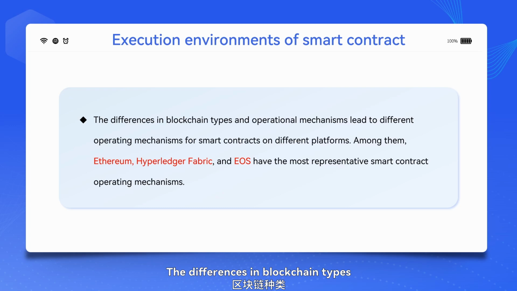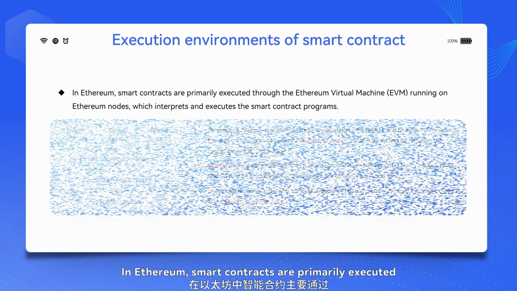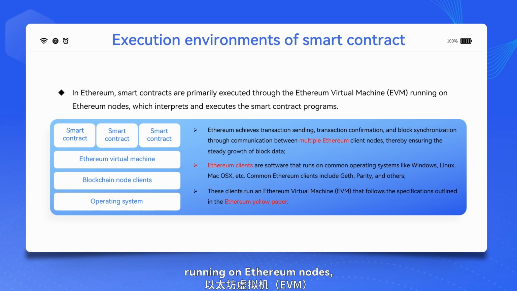The differences in blockchain types and operational mechanisms lead to different operating mechanisms for smart contracts on different platforms. Among them, Ethereum, Hyperledger Fabric, and EOS have the most representative smart contract operating mechanisms. In Ethereum, smart contracts are primarily executed through the Ethereum Virtual Machine, EVM, running on Ethereum nodes, which interprets and executes the smart contract programs.